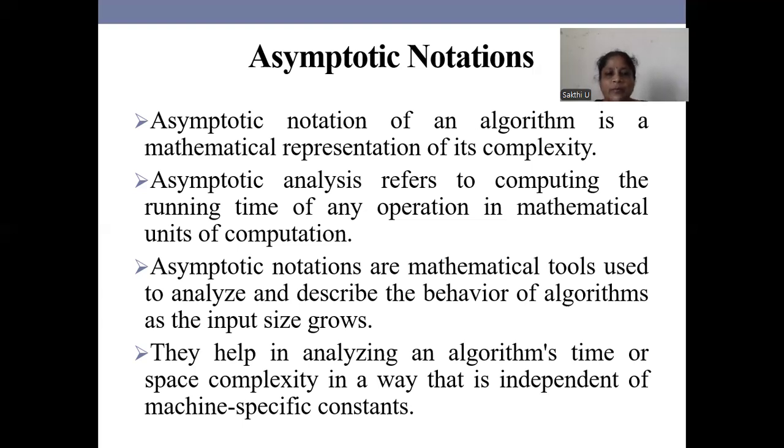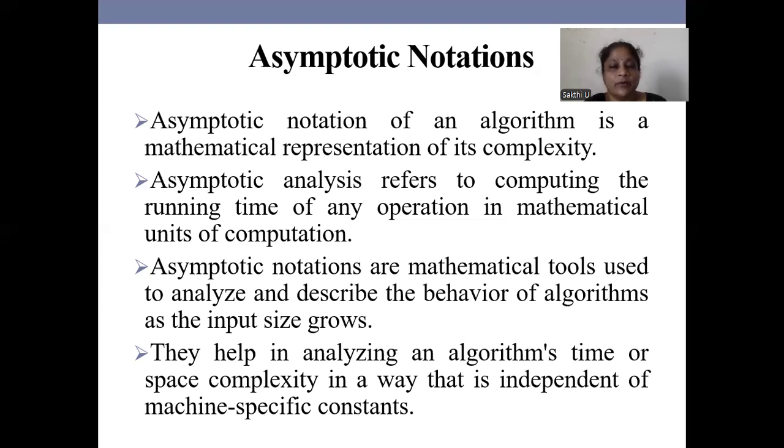It refers to the computing of the running time of any operation in mathematical units of computation time. How much time it takes to produce a result is called time complexity, and that can be analyzed and represented using asymptotic notations. It is a mathematical tool for analyzing the efficiency and behavior of an algorithm.